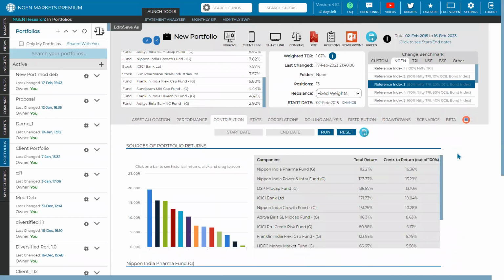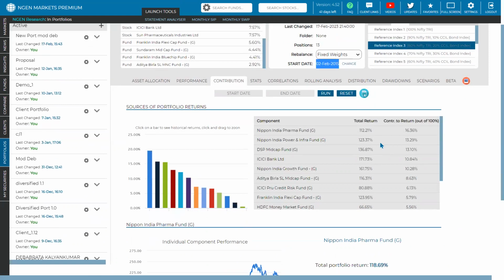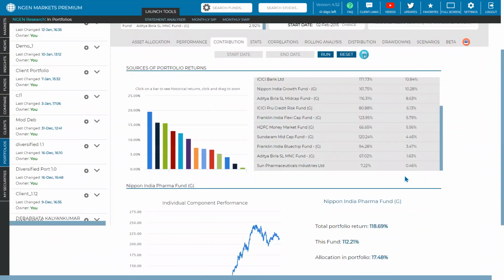Contribution will help us determine, from a particular start date, which is currently chosen as 2015, till the current date, which funds or securities have contributed well to the portfolio. The first thing you can check is the contribution towards the return, which will show you out of 100 that some of the funds, like even the stock Sun Pharmaceuticals, which is highly allocated, is not a good contributor to the return.